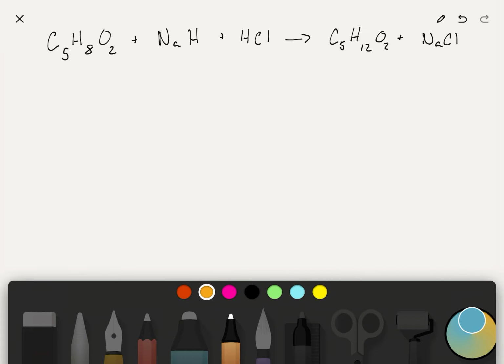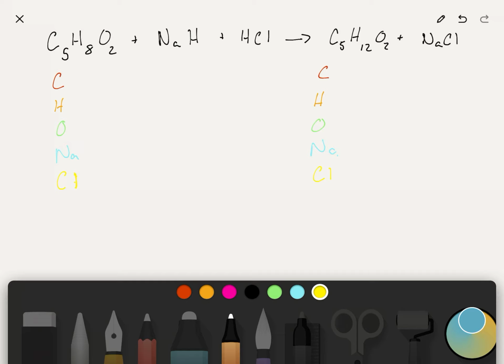This equation looks slightly more difficult. So I have carbon, hydrogen, oxygen, sodium, and chlorine on both sides of the equation. So carbon, hydrogen, oxygen, sodium, chlorine.